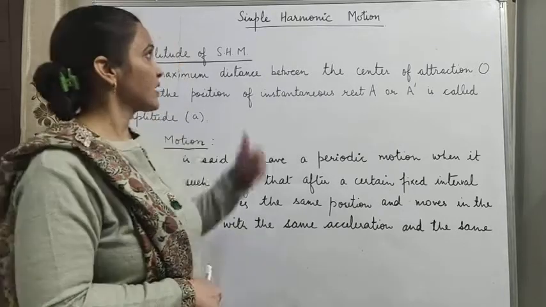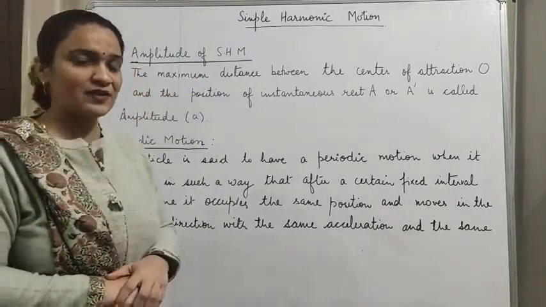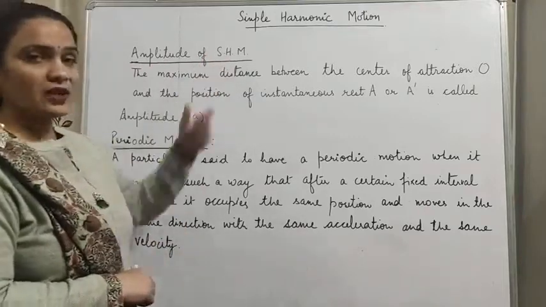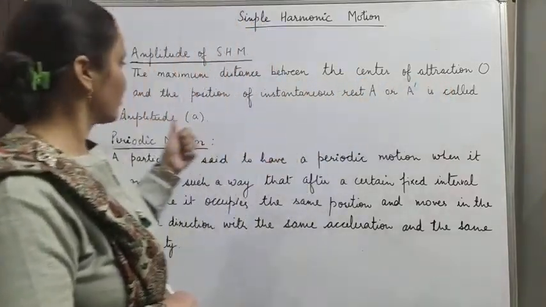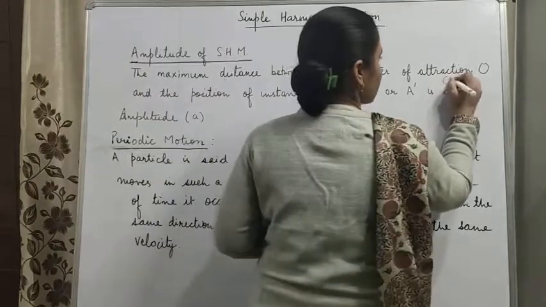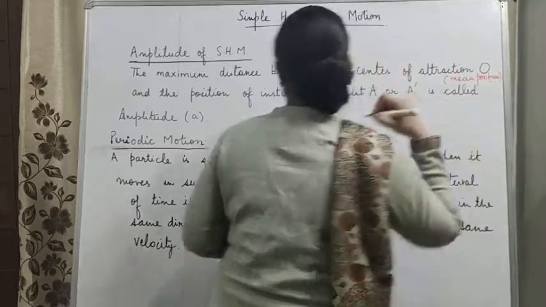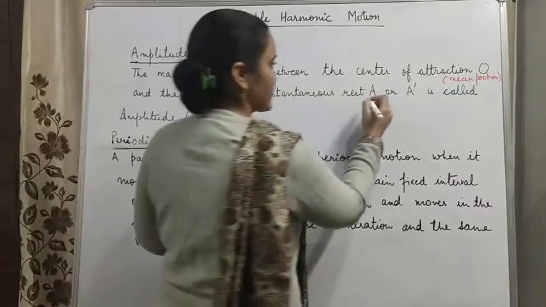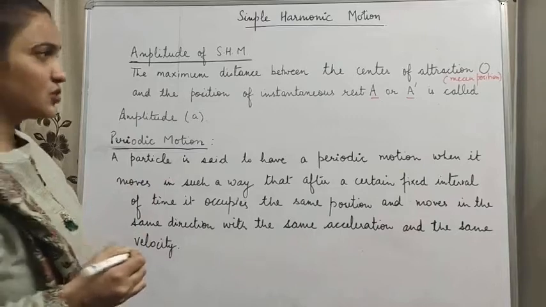Students, we were doing simple harmonic motion. Let us take some more definitions. Amplitude of SHM, simple harmonic motion: the maximum distance between the center of attraction O, which we called in the last lecture the mean position, and the position of instantaneous rest, that is point A or A dash, is called amplitude.